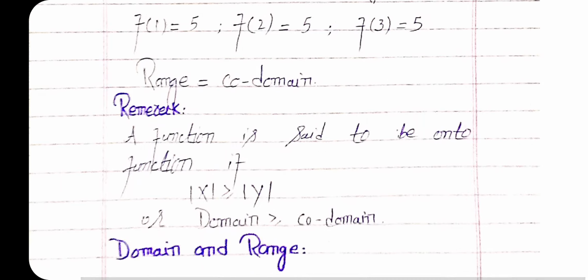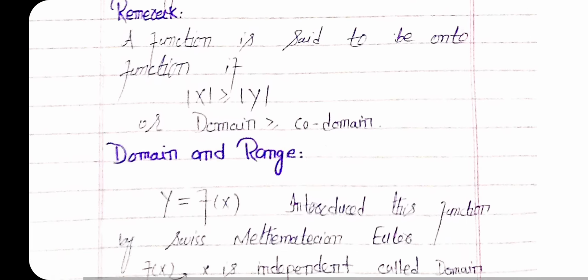A function is said to be onto if the cardinality of the domain is greater than or equal to the cardinality of the codomain. In the case of an injective function, we said that the cardinality of the domain must be less than or equal to the cardinality of the codomain. But in the case of a surjective function, if the cardinality of the domain is greater than or equal to the cardinality of the codomain, then the function is surjective.